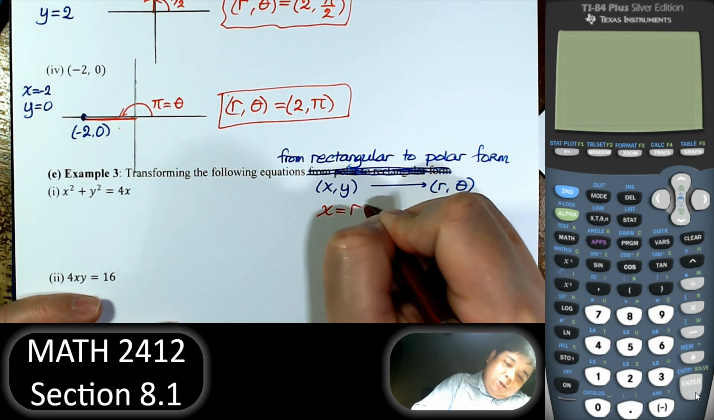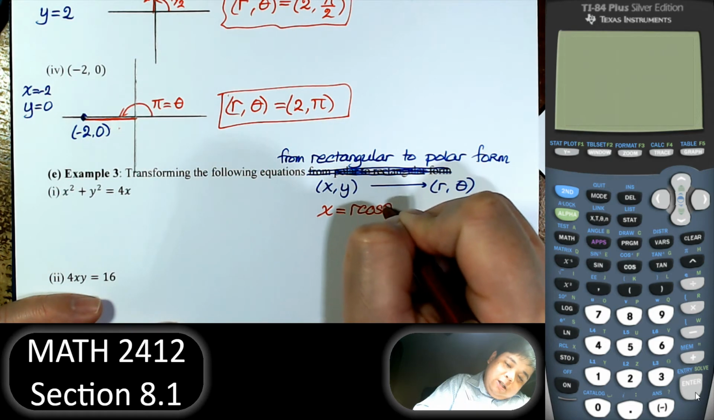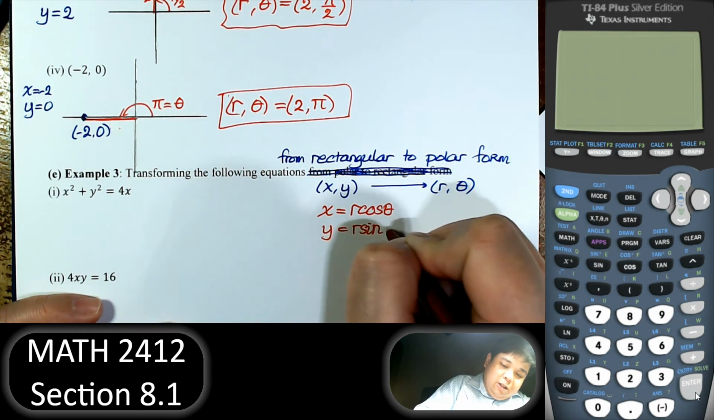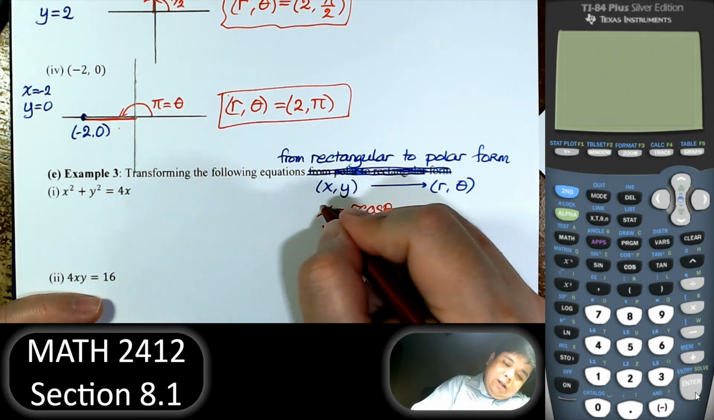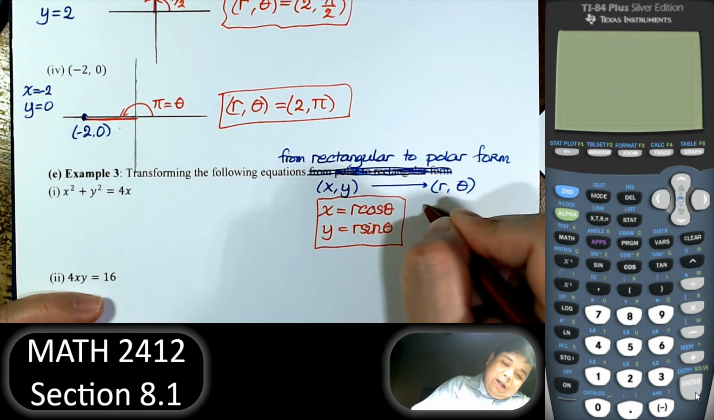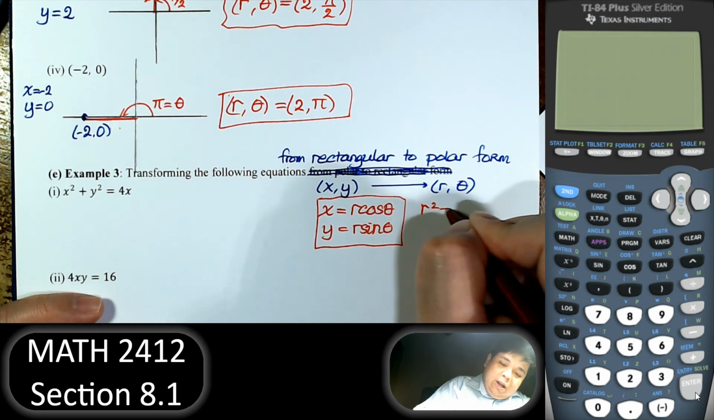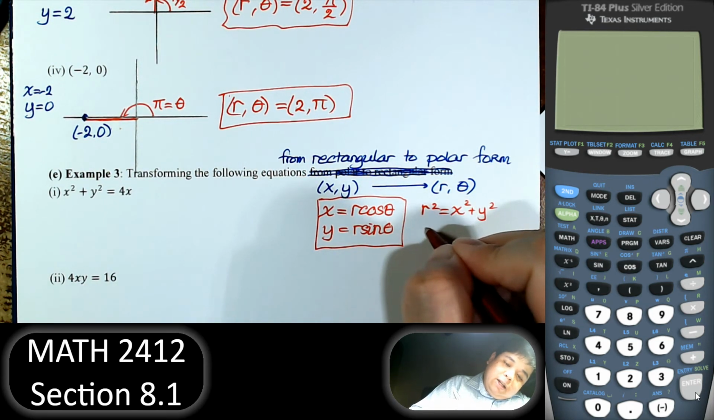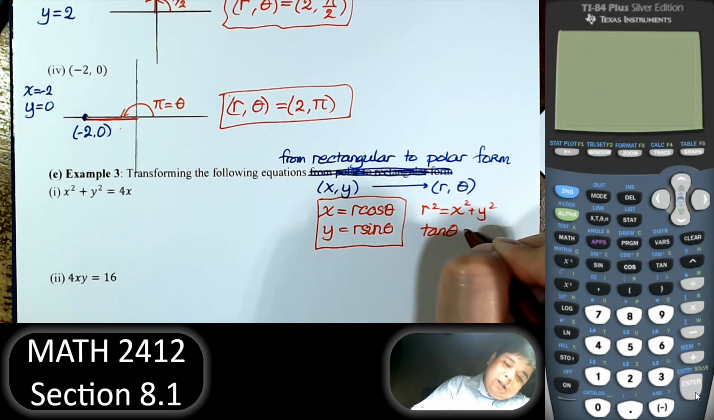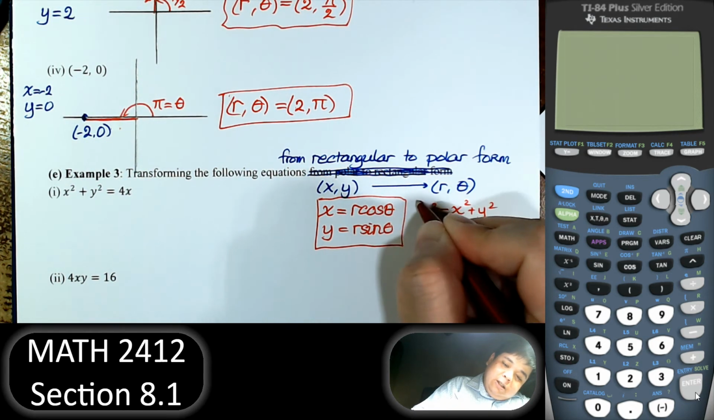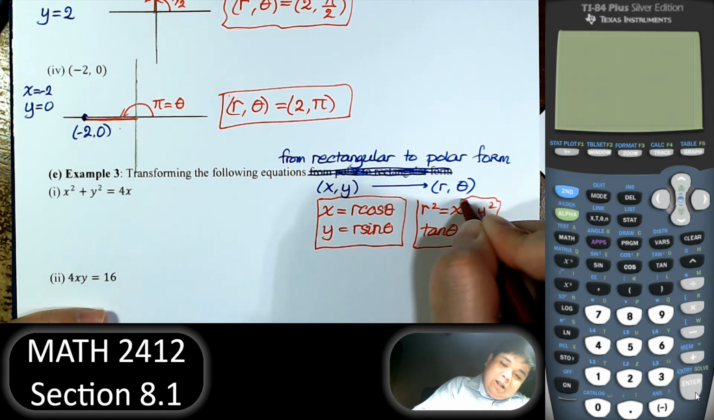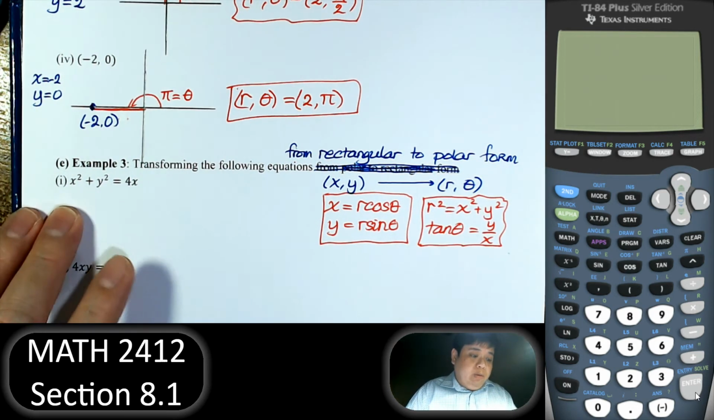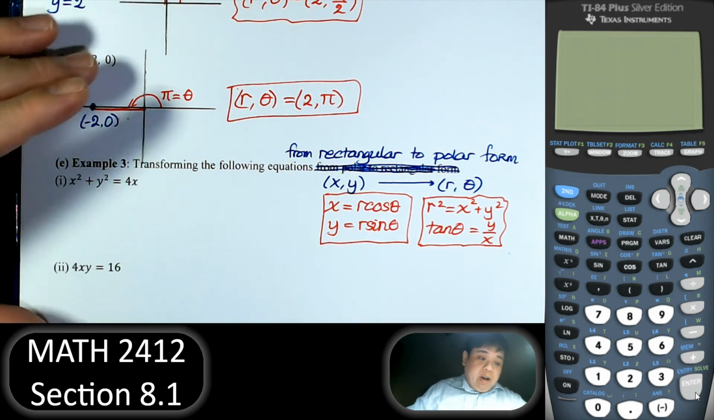So x equal to r cosine theta, y equal to r sine theta, and then we have r squared is equal to x squared plus y squared, and tangent of theta is y over x. So those are the formulas we have in this section. Now we go from x, y into r, theta, so this will be obvious.